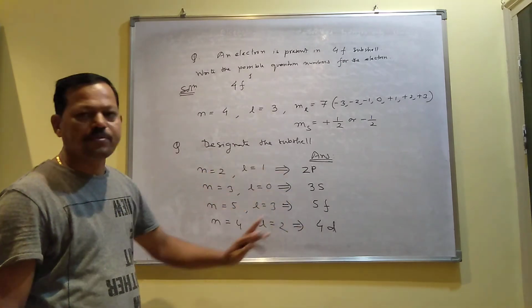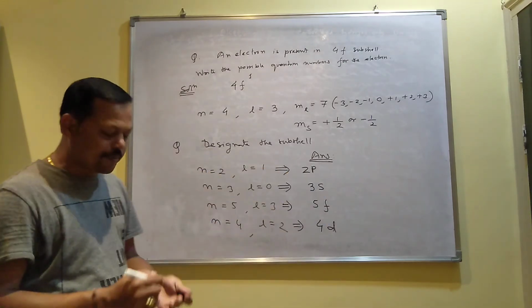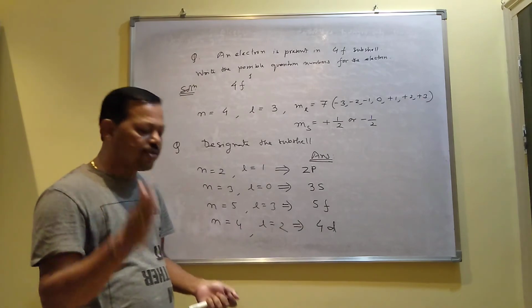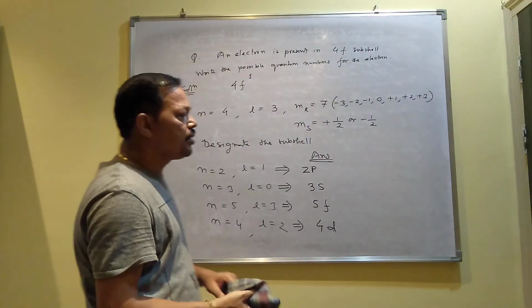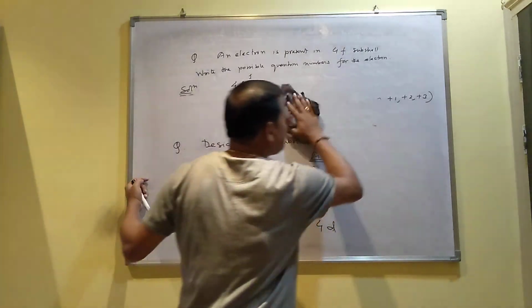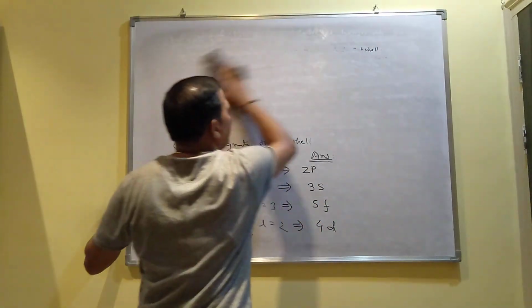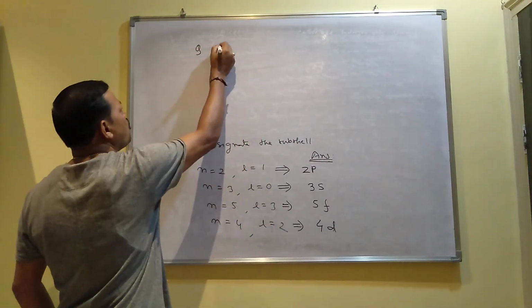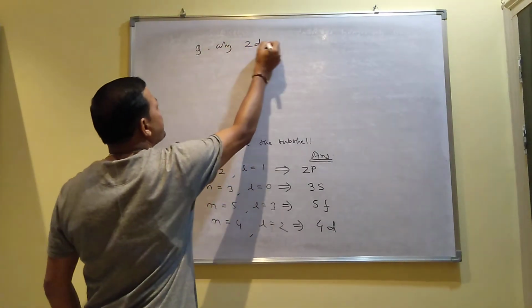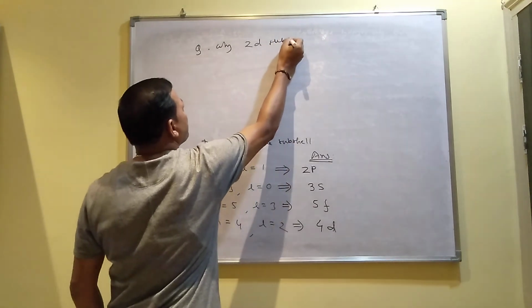These are the names of subcells, not the orbitals, these are subcells. So if you know the first quantum number and the second quantum number, then you can find out the subcell. Now another question may be asked, a question like this: why does 2d subcell not exist?